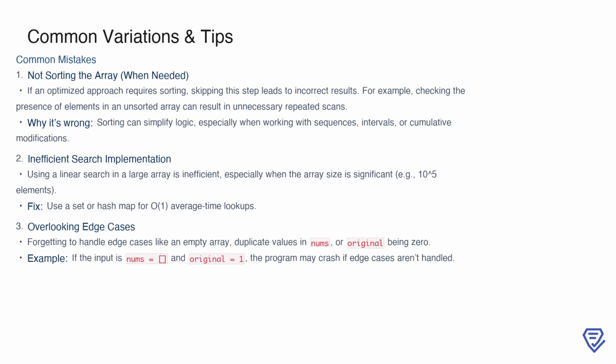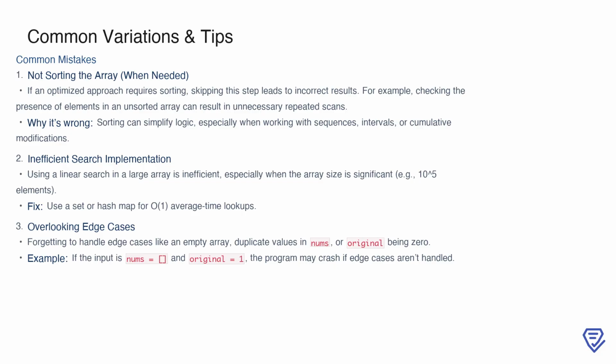Next, relying on inefficient search methods, like linear search, becomes problematic as the array size grows. For large inputs, say 10 to the power of 5 elements, this can result in significant delays. Instead, using a set or hash map ensures O(1) average time lookups, which is much faster.